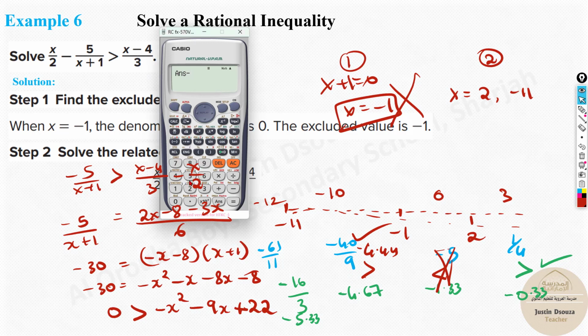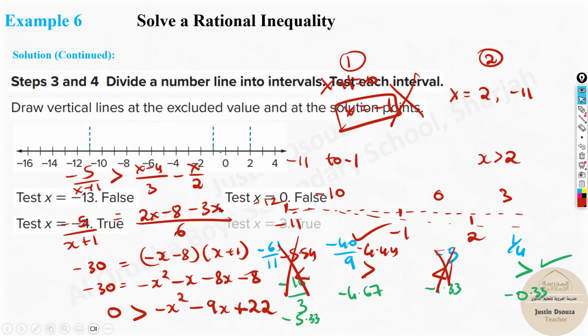And the last one over here, it's 61 divided by 11, but negative, so it is negative 5.54. Is it greater than this? No, this is smaller, which is wrong. So you got two inequalities. One ranges from negative 11 to minus 1, and one more is x greater than 2. So these are the two inequalities which you must consider.